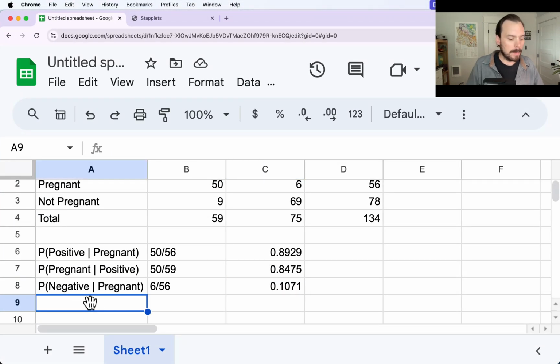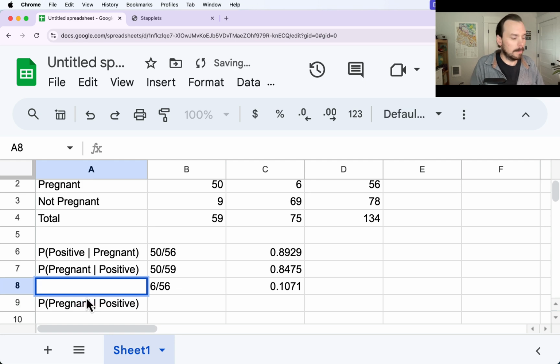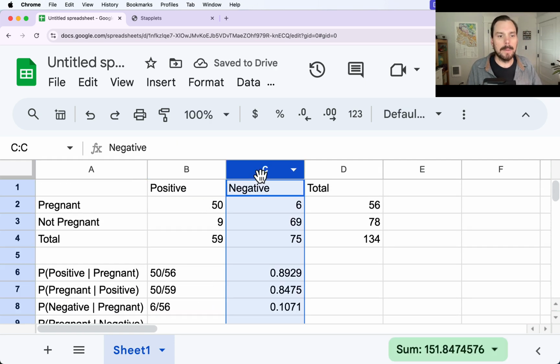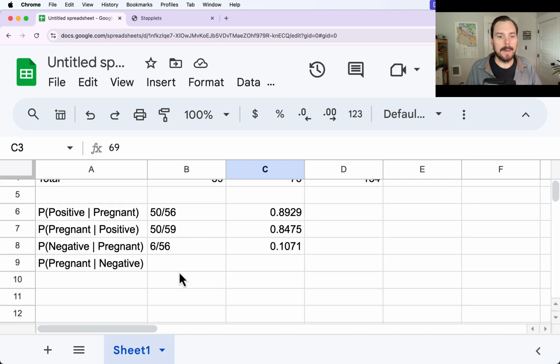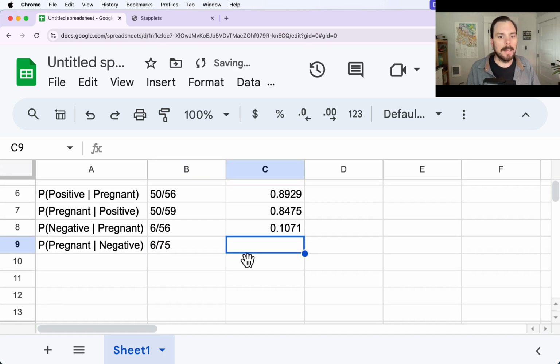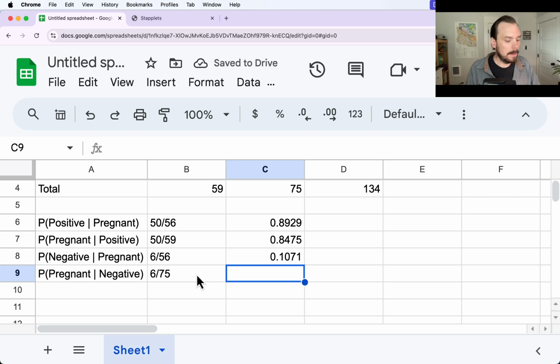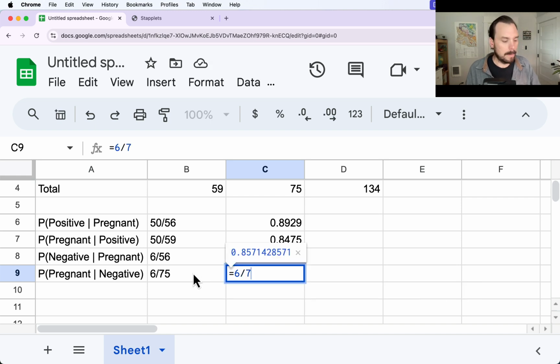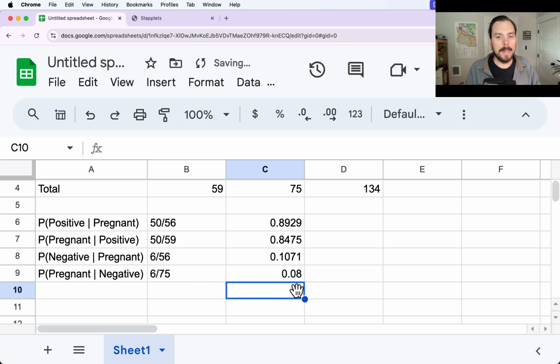I'm kind of curious about that one. That proportion out of the negative results, we have 6 out of 75. So if someone got a negative result, they could still count on the fact that there is a chance, specifically an 8% chance, of getting that false negative.